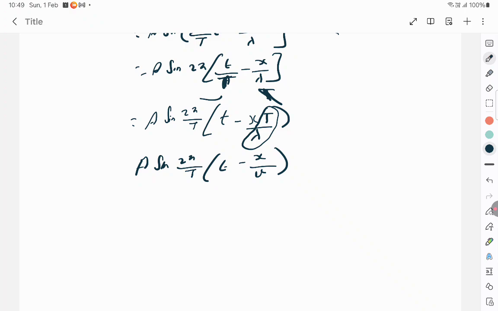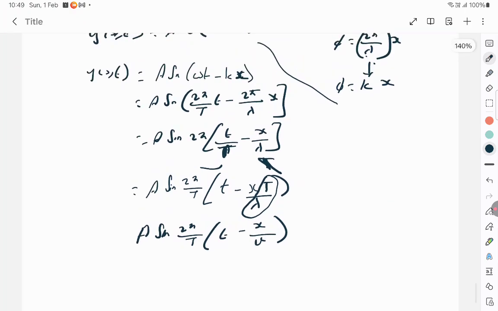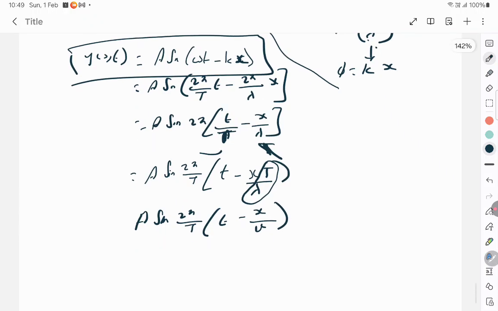But the format that we require is only what is in here. This is the main format, so take that format. That is the propagating wave, and this is traveling from left to right, as an example I've taken. For right to left, you just have to replace x with negative x, so it becomes omega t plus kx.